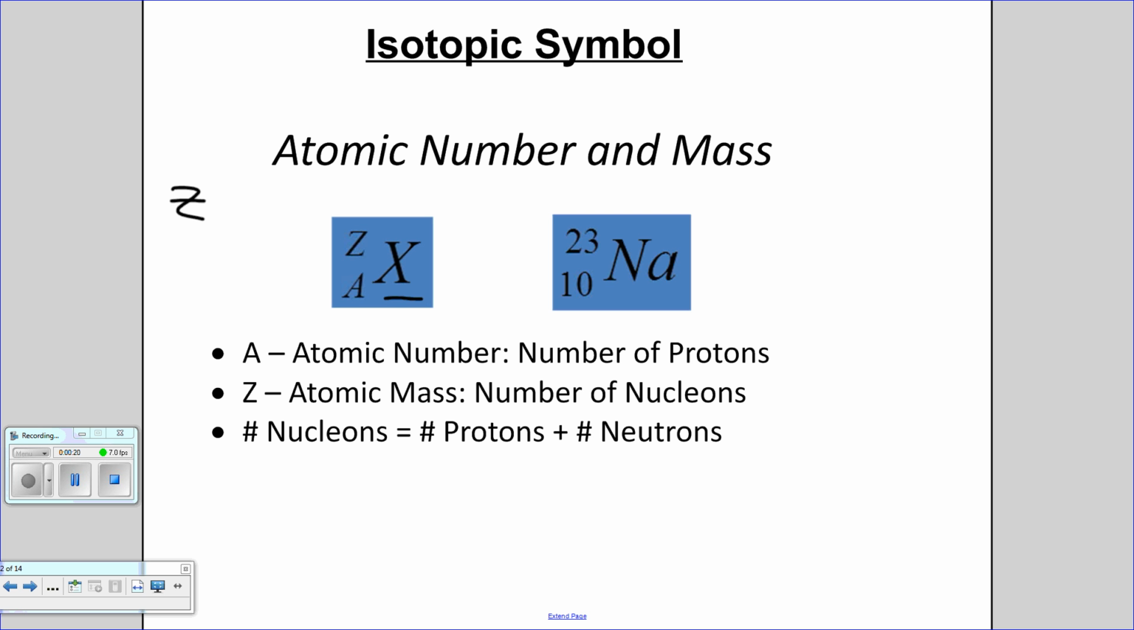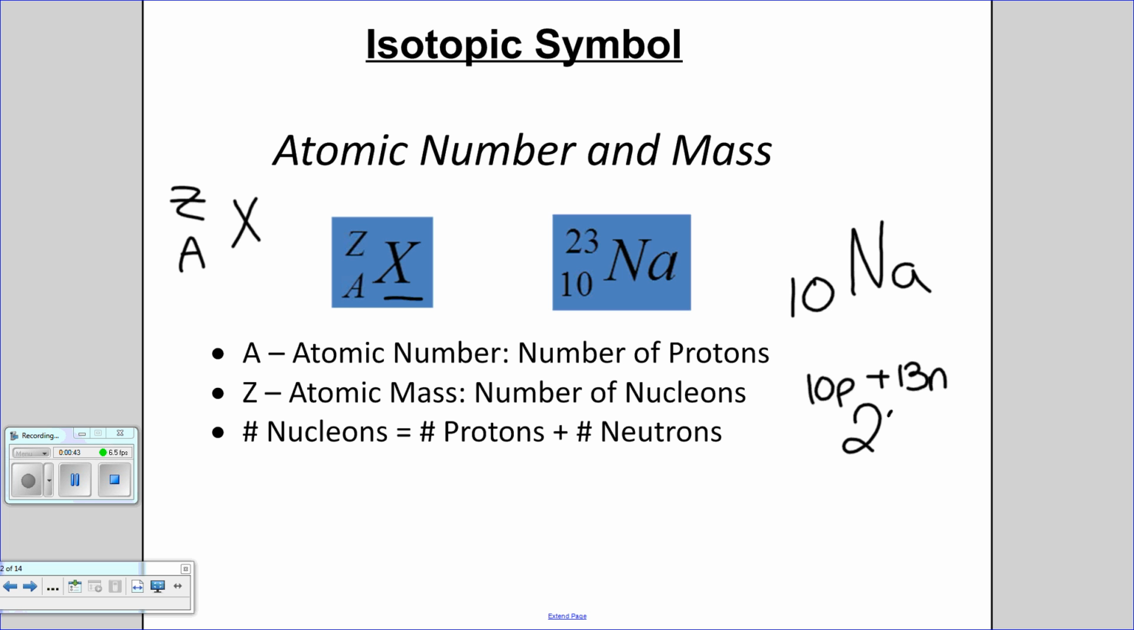So for example, sodium has 10 protons, so the atomic number is 10. Now, it has 10 protons and 13 neutrons, so it has a total atomic mass of 23. So that's the number that goes on top. Atomic number, A, is the number of protons. Z, atomic mass, is protons plus neutrons, also known as nucleons, the things located in the nucleus.